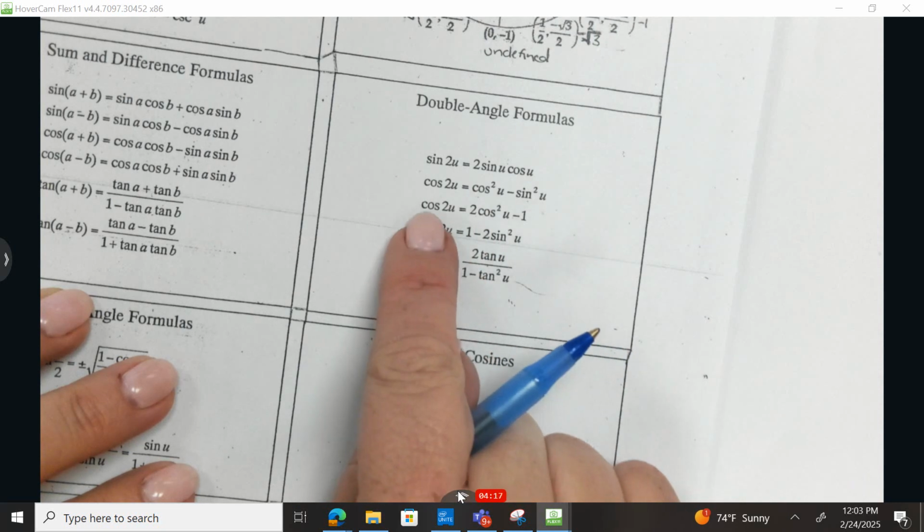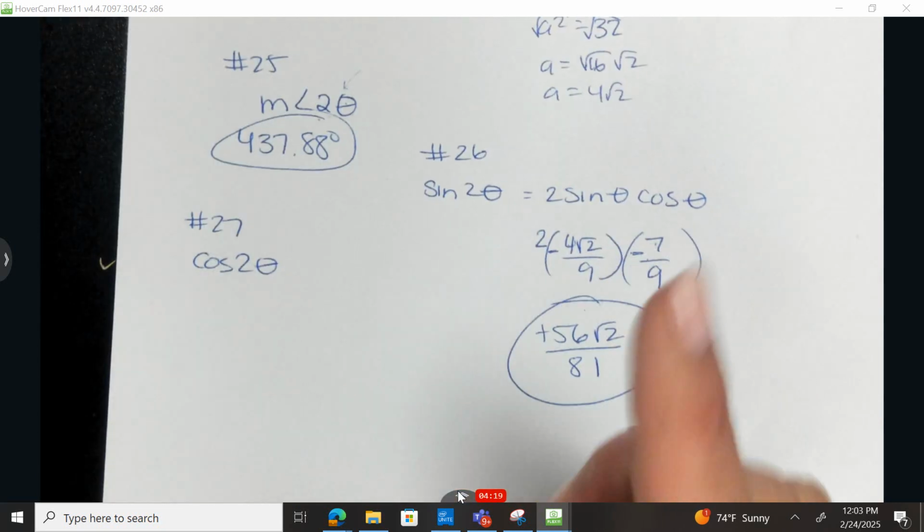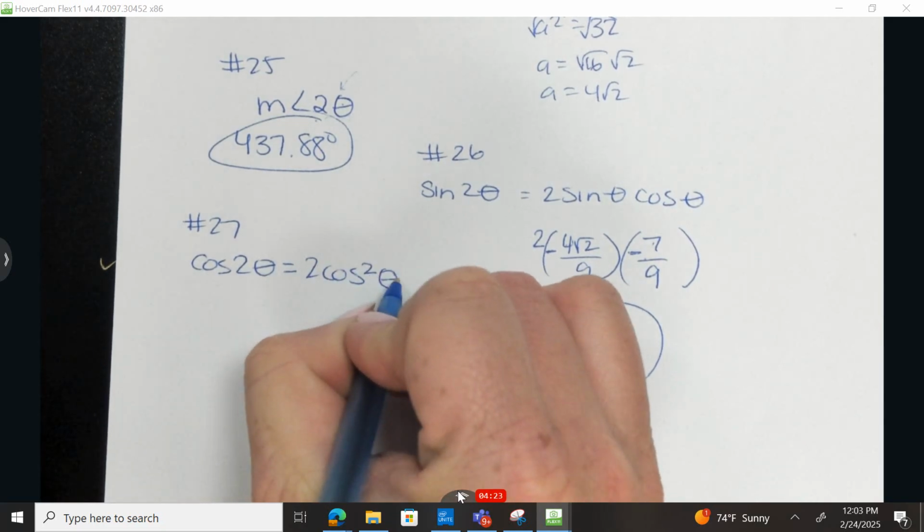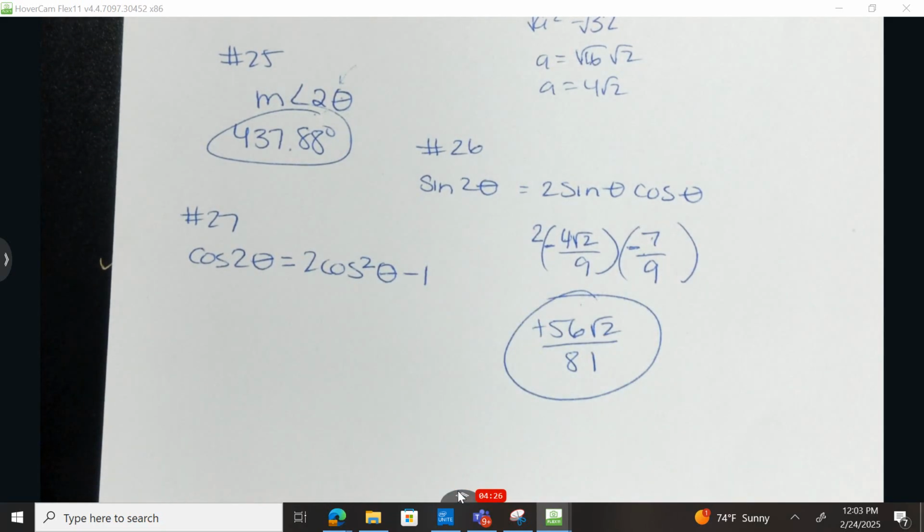You have a choice. I'm going to write down this one. Okay, so this is cosine is 2 cosine squared theta minus 1. And you may be wondering, why did I do that?